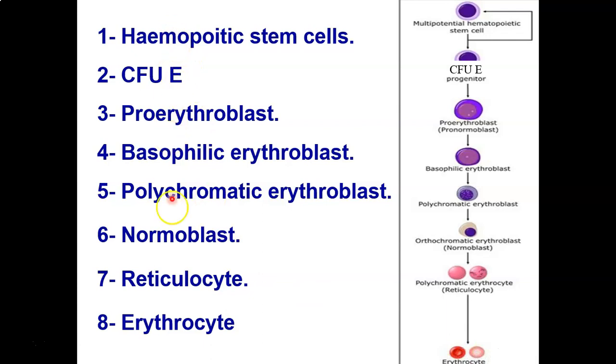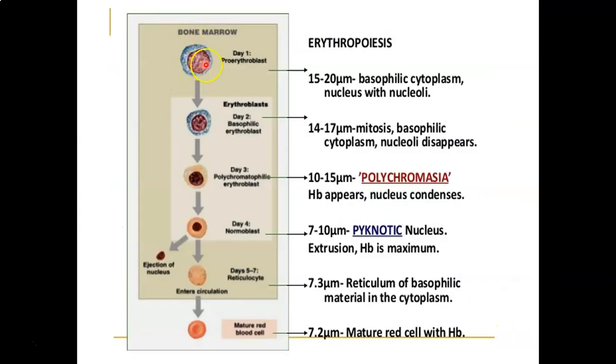These are the 8 cells. Don't forget the cells, and don't forget the sequence. Again, this is the development of the erythrocyte, starting from the stem cell to colony forming unit E, then passing to pro-erythroblast, basophilic erythroblast, polychromatophilic erythroblast. But here I want to announce a very important point.